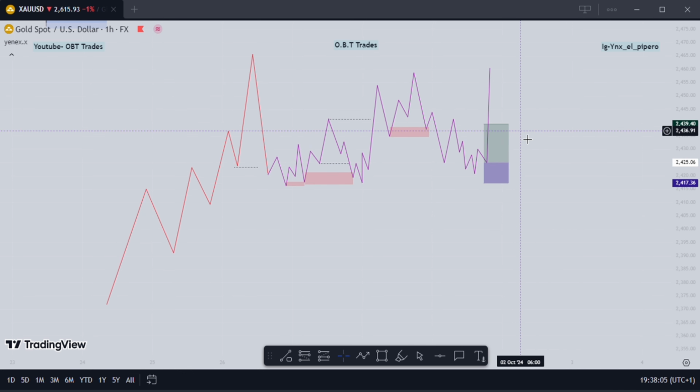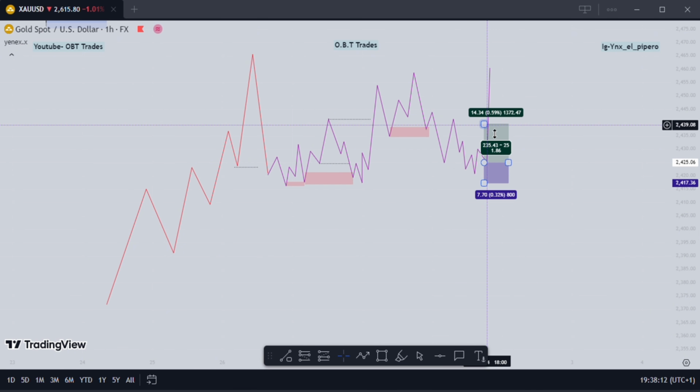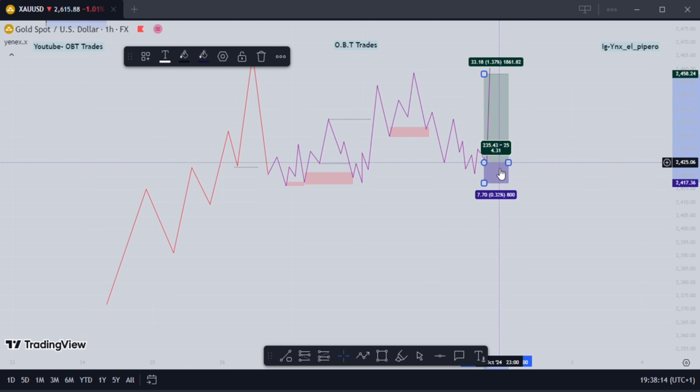So you keep on repeating the same structure, because normally using the entry model you have entered from here, but waiting for confirmation, you can use this. Keep your stop loss just below the most recent pullback here, and if it forms this structure and respects the order block, just keep it just below that order block.